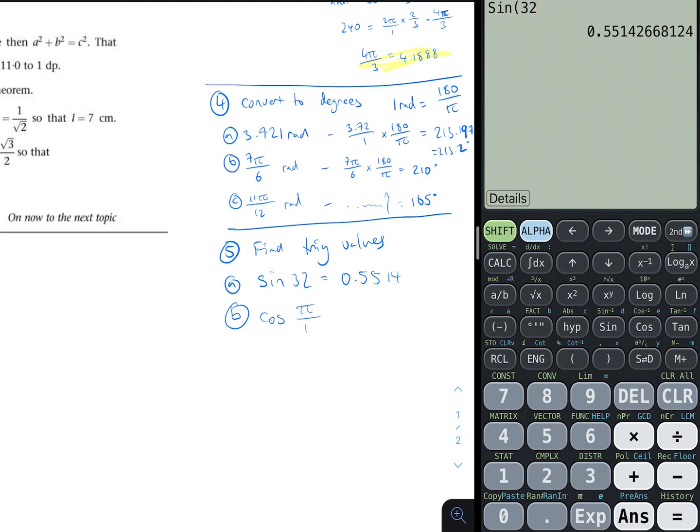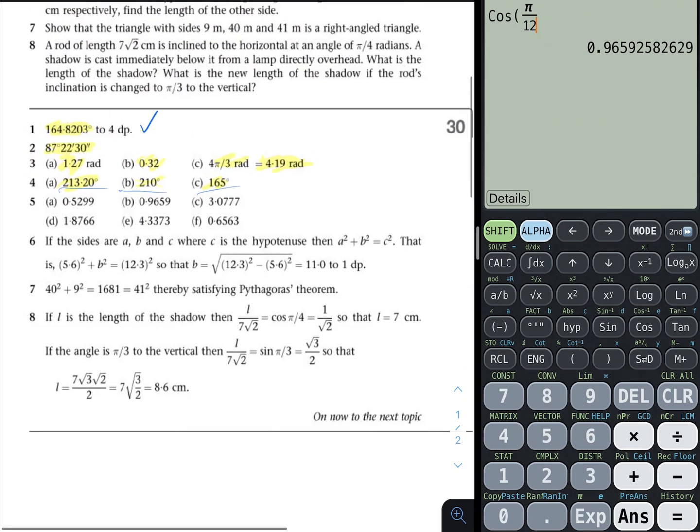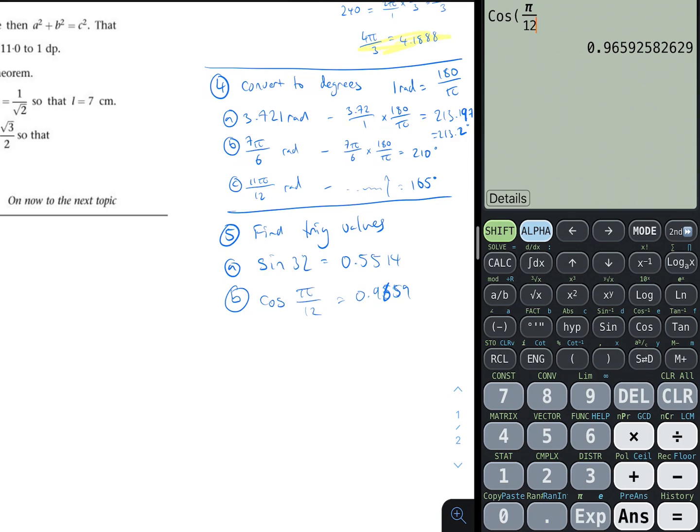So we carry on with 5B now. Cosine of pi over 12. The key point here was that I switched it to radians. So you can see up here, degrees. If you have it in degree mode, you might get 0.9999. Put it into radians, and you get 0.9659. Cool. Yep, and you can see that is correct.